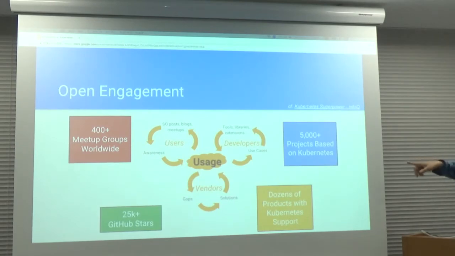Kubernetes usage evolves by 3 feedback loops, as you see. One is the developer loop, one is the users loop, and one is the vendors loop. As of 2017, there were 400 meetups in the world, 5,000 plus projects based on Kubernetes, dozens of products with Kubernetes support, and 25 thousand plus GitHub stars. If you are interested in more detail of the cycle or how to manage the Kubernetes community itself, please take a look at this presentation, Kubernetes Superpower.